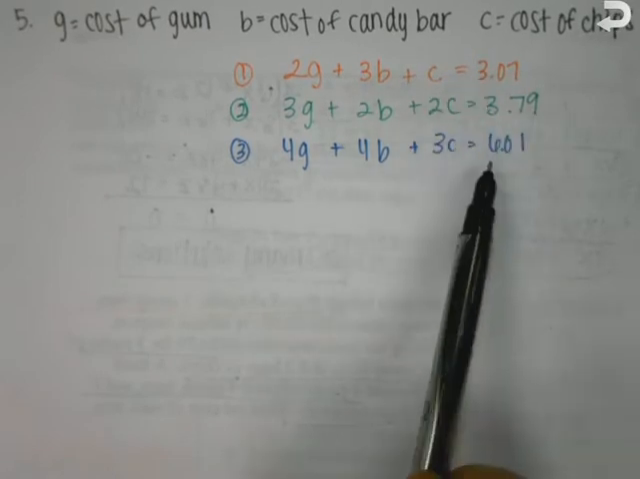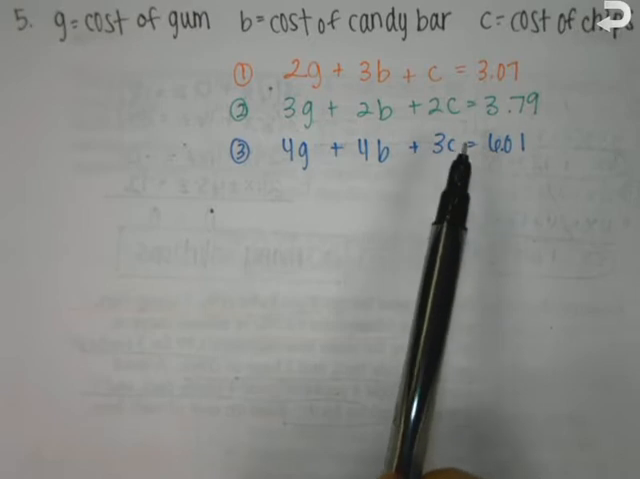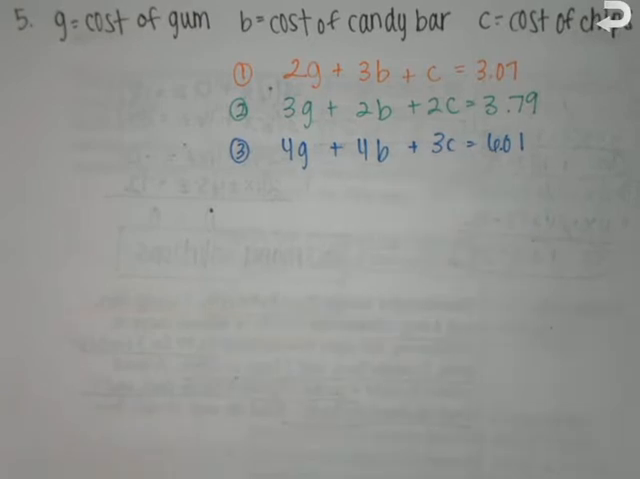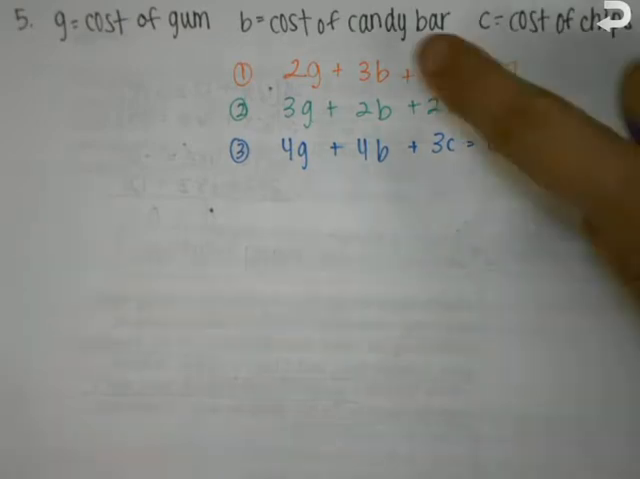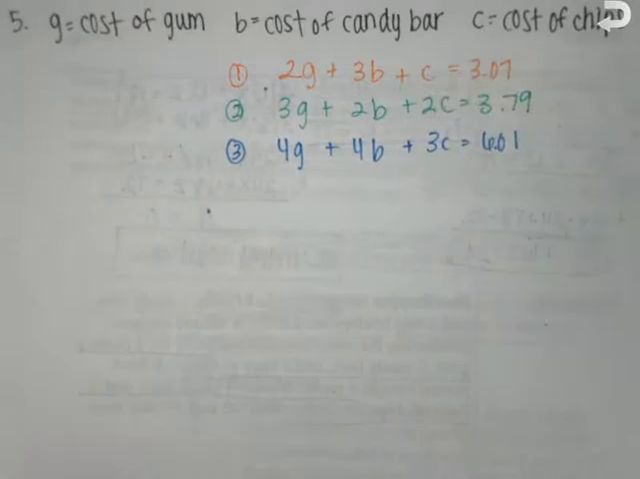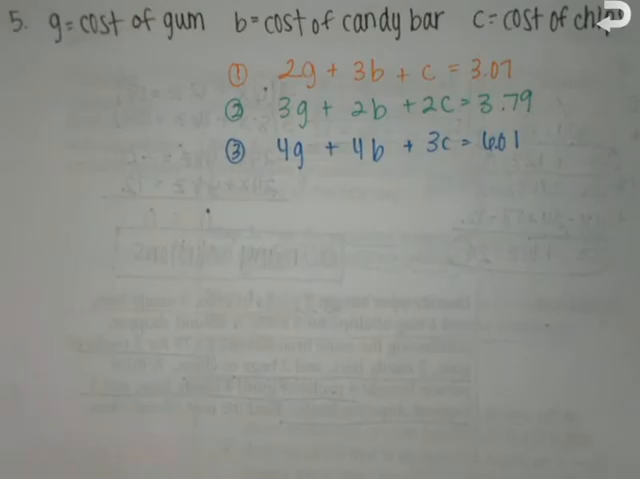Alright, let's look at all of our variables. They all look pretty different, so basically what we're going to do is just pick 2 equations and start eliminating something. So which 2 do you guys want to pair together? 1 and 2? Okay, let's go. So 1 and 2. Those are the ones I'm pairing together.